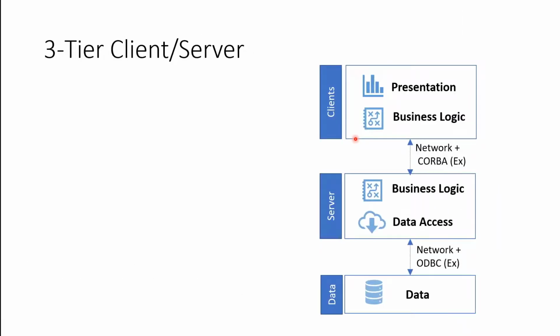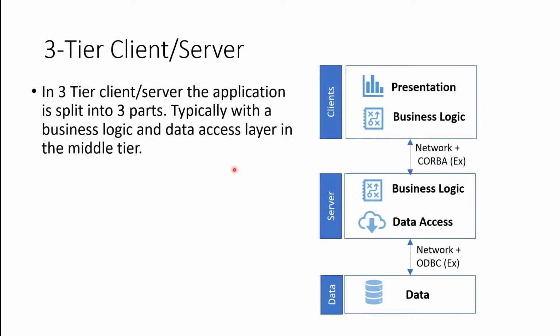All right, so let's talk three-tier client server. In three-tier client server, we have now divided up the application into three tiers. So we have a client tier, a server tier, and then another server tier that just has the database in it. And you can see there's some business logic in the client and there's some business logic in the server. In three-tier client server, the application is split into three layers.